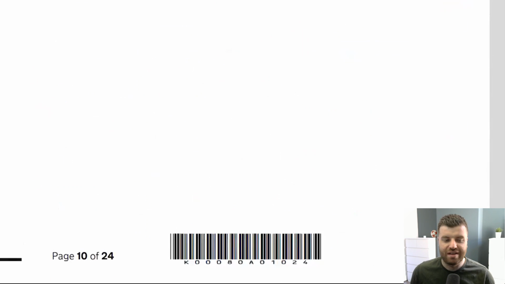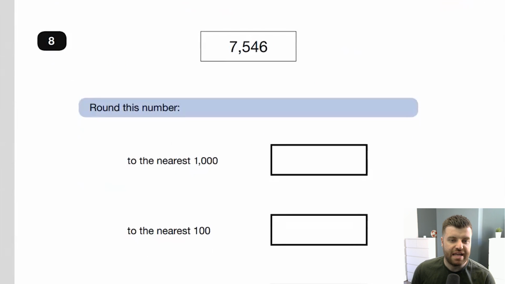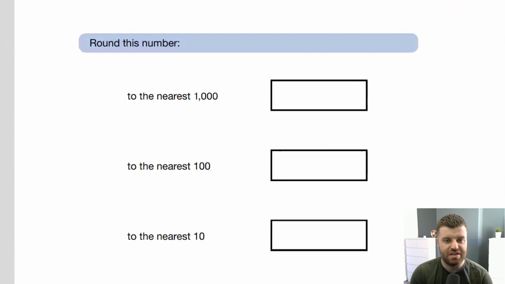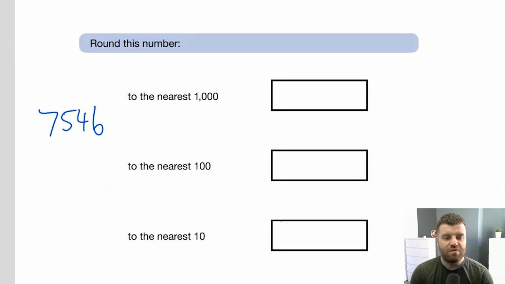Let's move on. Question 8. 7,546. I've seen this question so much. We're going to round this number to the nearest 1,000, 100, and 10. So the number was 7,546. Rounding to the nearest 1,000, we're going to take a look at the hundreds column, which is a 5. So we're going to round up. It's either going to be 7,000 or 8,000. And because we're rounding up, we know it's going to be 8,000.